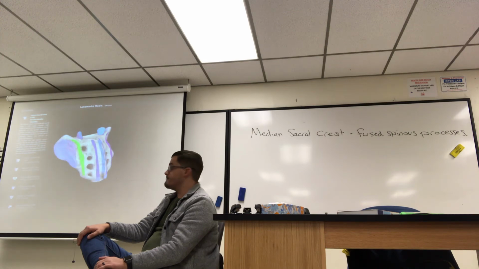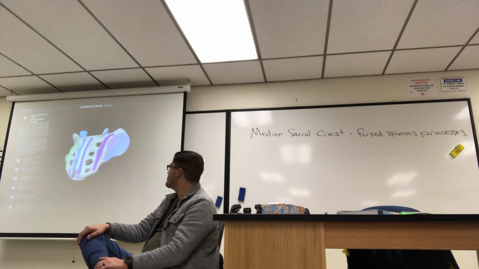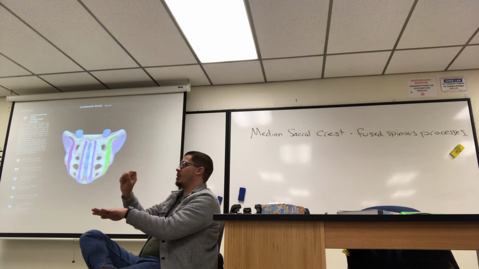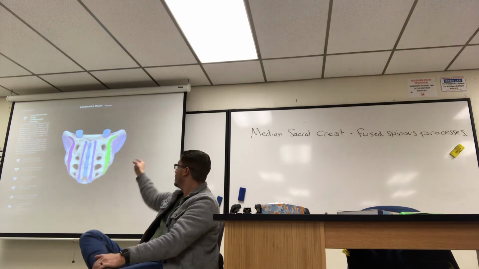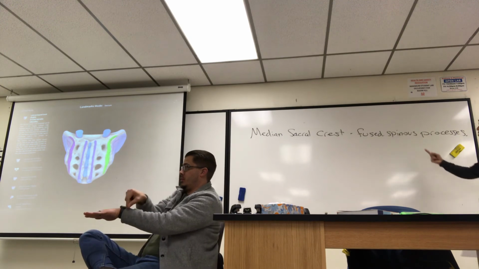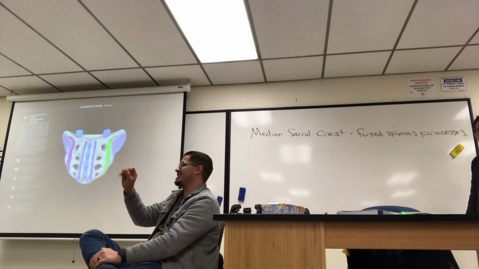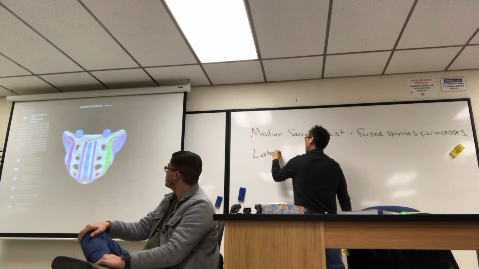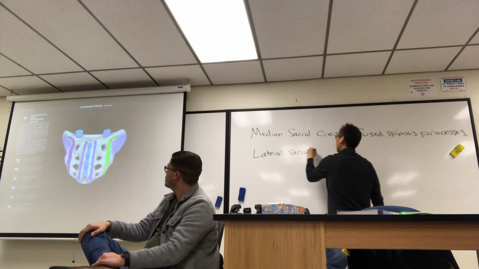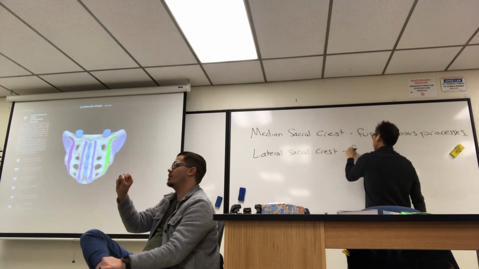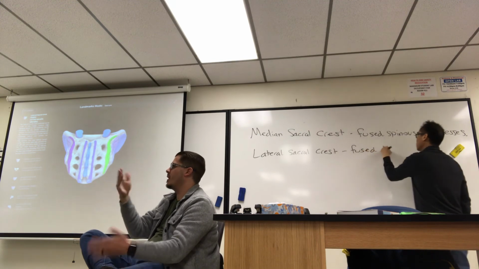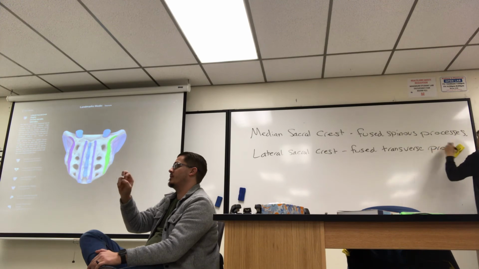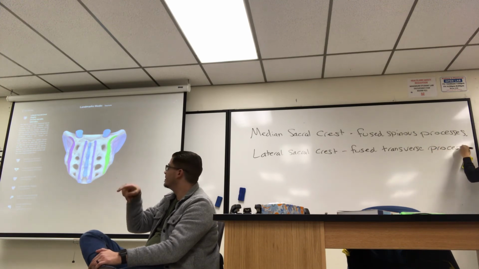There's one lateral sacral crest, and then on the other side, a lateral sacral crest on the right side. Those crests highlighted in green are kind of like this, except they would be the fused transverse processes. Lateral sacral crest represents fused transverse processes.